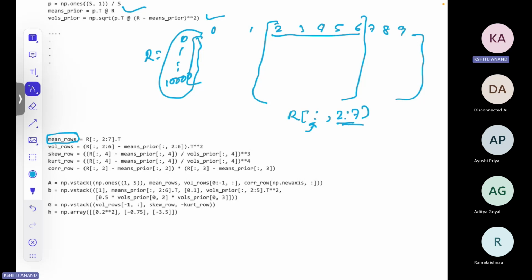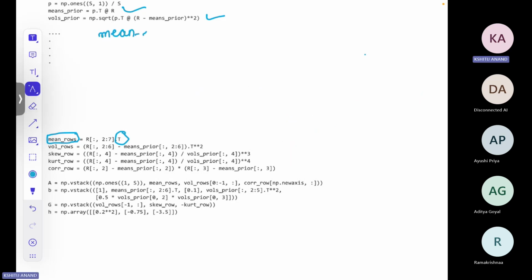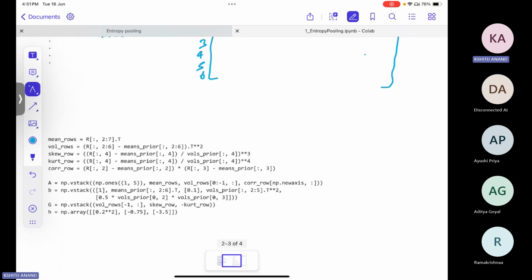Now you are transposing it. When you transpose, you get the matrix mean rows. Here it is for assets 2, 3, 4, 5, and 6, and here you have 10,000 different scenarios. Transpose means rows become columns and columns become rows. This is the mean rows matrix.